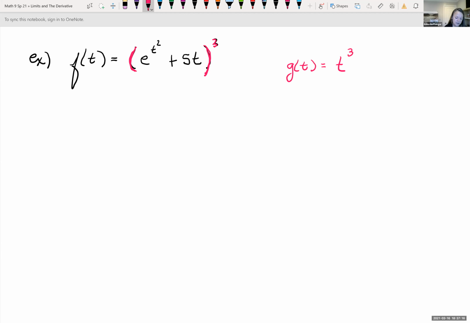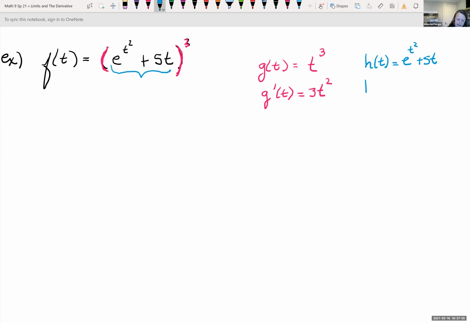If I take the derivative of this, g prime of t, bring our power down front, 3 times, sorry, not times itself. I'm used to saying that with the e. Bring our power down front and then subtract 1 from our exponent. So this is 3t squared. Our inner function, maybe call it h of t, is e to the t squared power plus 5t. So let's take the derivative of h of t, h prime of t.